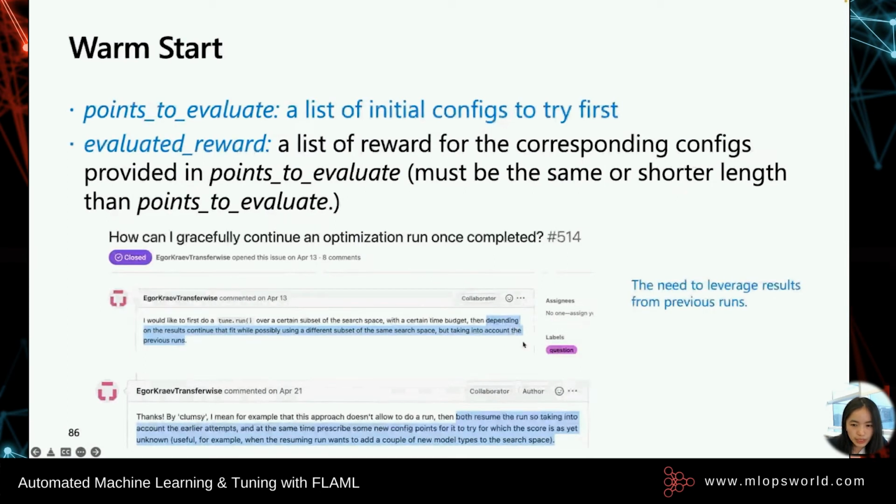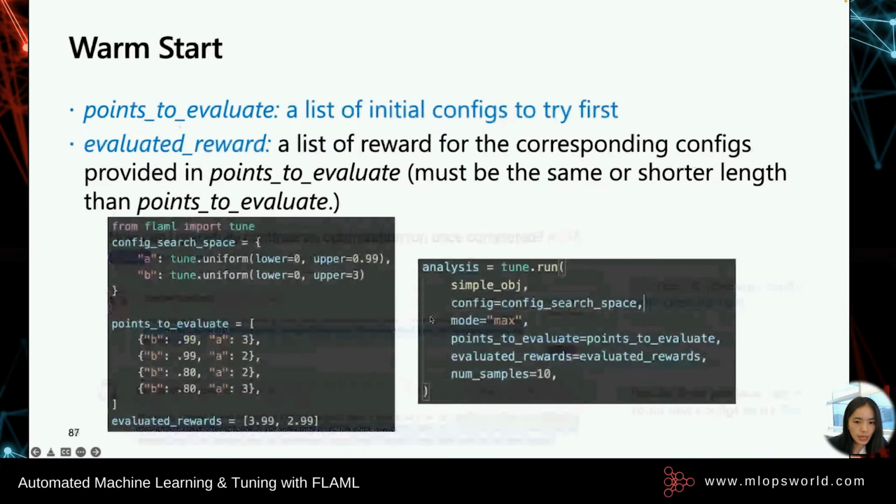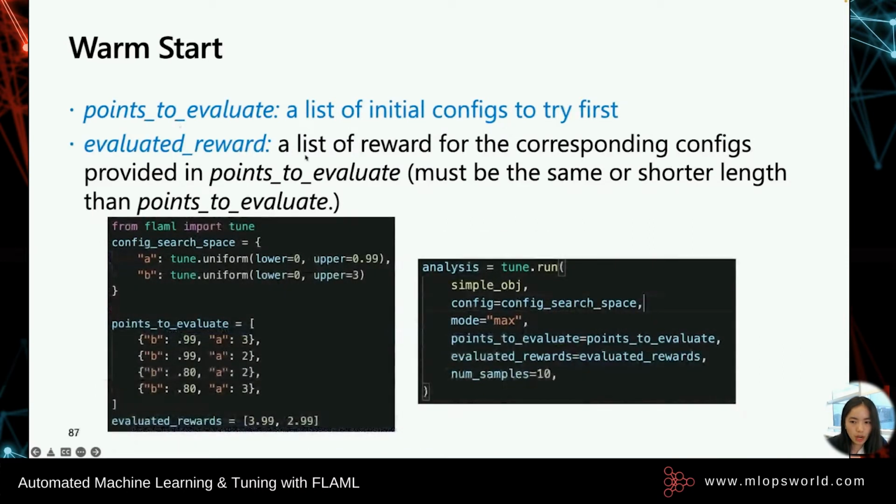First, this user would like to leverage results from previous runs. And second, in addition to the results from previous runs, he is also trying to add some new points to evaluate first. These two demands can actually be well satisfied with the help of these two keyword arguments. I'll use this toy example to show how to do it. In this example, say the two hyperparameters to tune are A and B, and I have two configurations that I have evaluated and know the reward. Say the first two hyperparameter configurations, then I can just pass them to points_to_evaluate and evaluated_rewards.